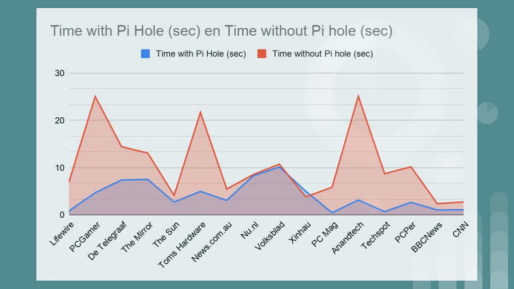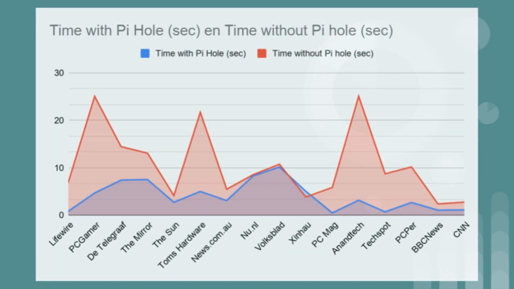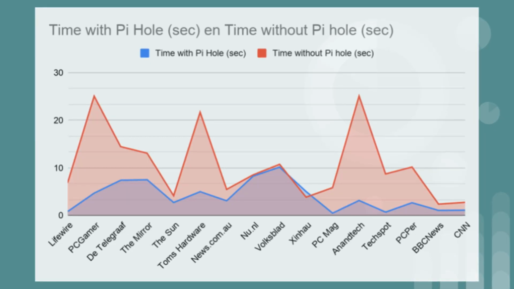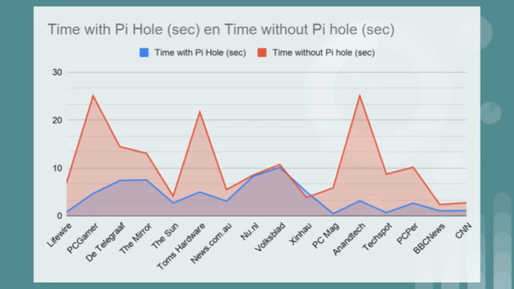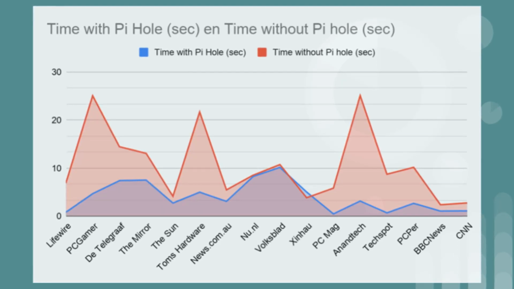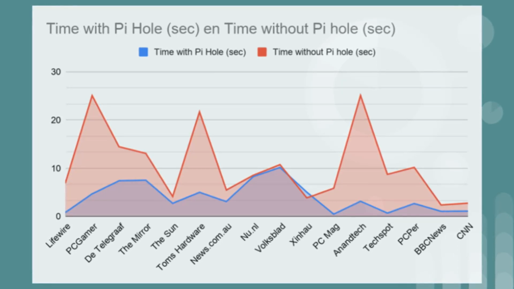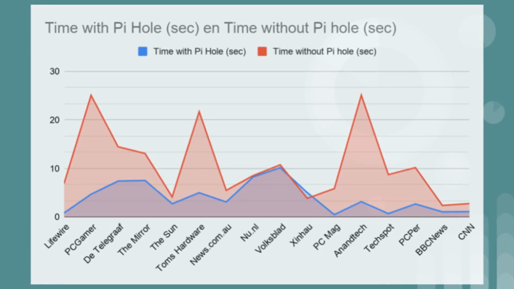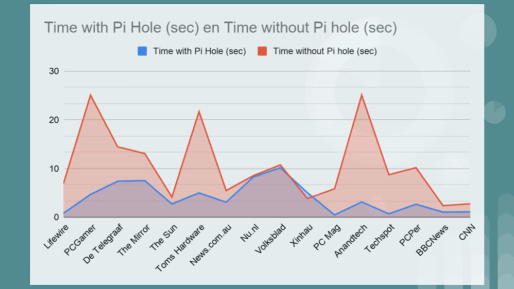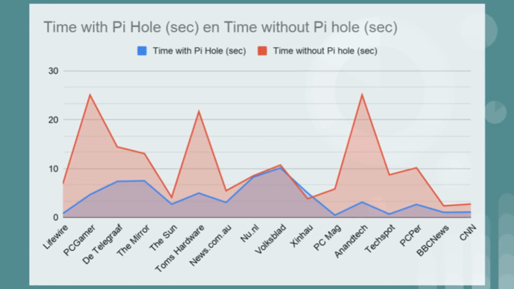So here are some results of some websites that I visited. They're all over the country. There are Dutch sites, there's one South African, there's a Chinese one, there are several in the UK, there's America, there's, well, all over the world. There are tech sites, non-tech sites. These are the times. So what you see here is that the blue line is with the Pi-hole and the red line is without a Pi-hole.